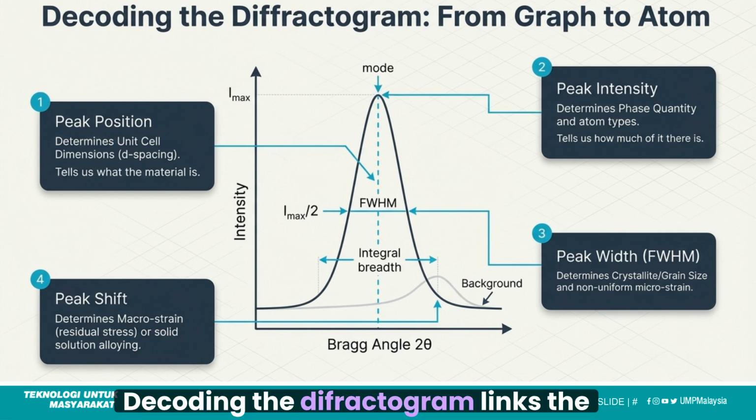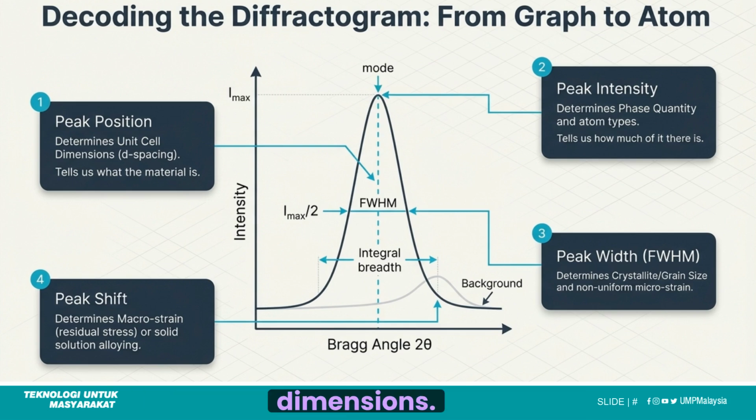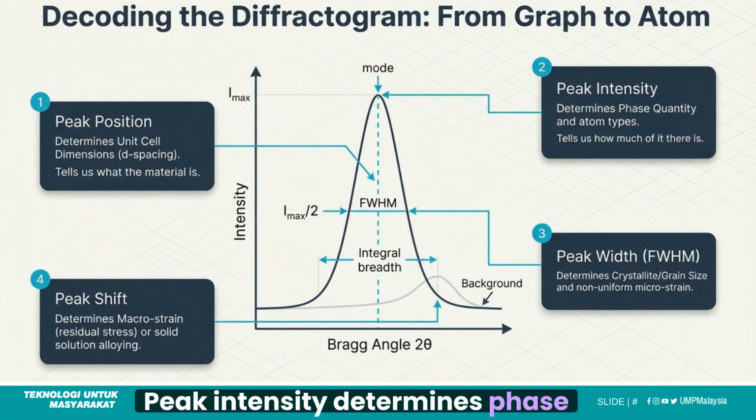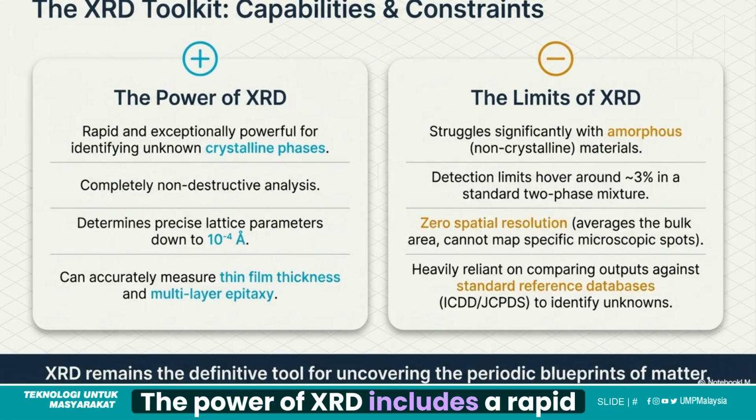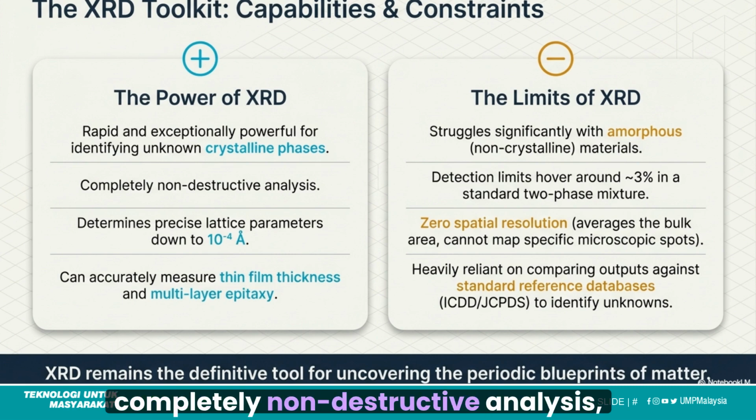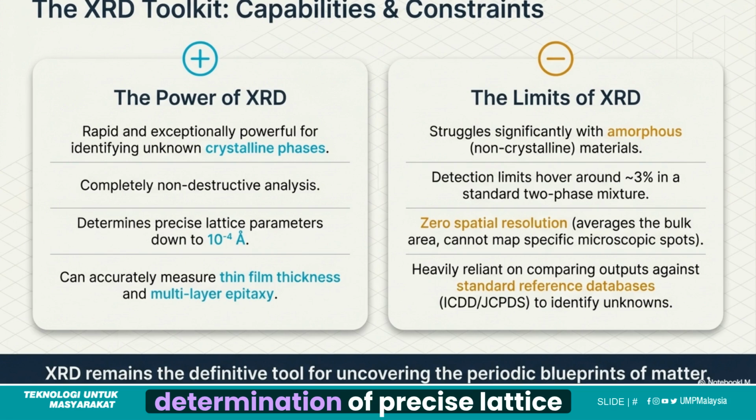Decoding the diffractogram links the graph to the atom. Peak position determines unit cell dimensions. Peak intensity determines phase quantity and atom types. Peak width determines crystallite size and non-uniform microstrain. Peak shift determines macrostrain.